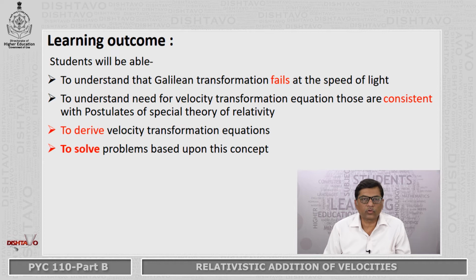Learning outcome: the student will be able to understand why the Galilean transformation fails if the object is moving at the speed of light, to understand the need for velocity transformation equations which are consistent with the postulates of the special theory of relativity. Then we will derive the velocity transformation equations as well as solve problems based upon this concept. So, these are your learning outcomes.